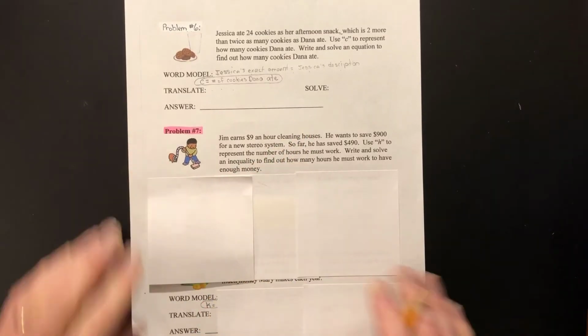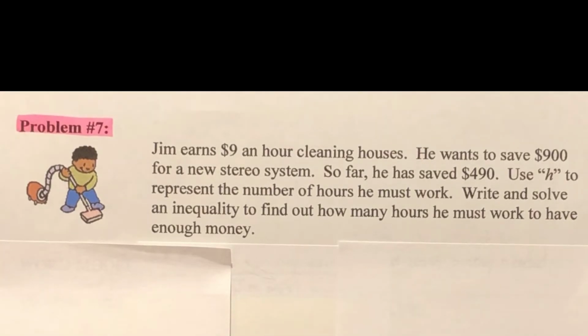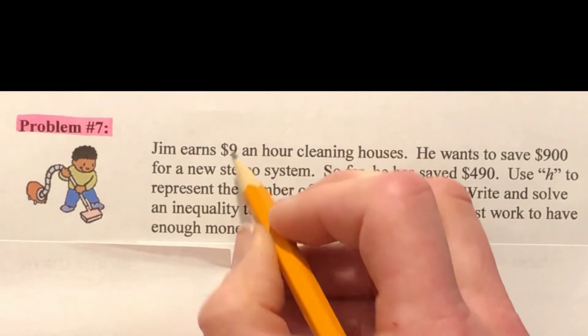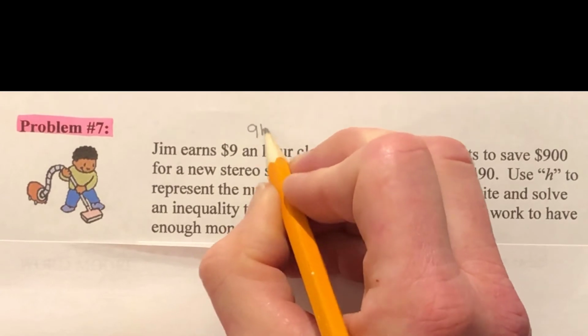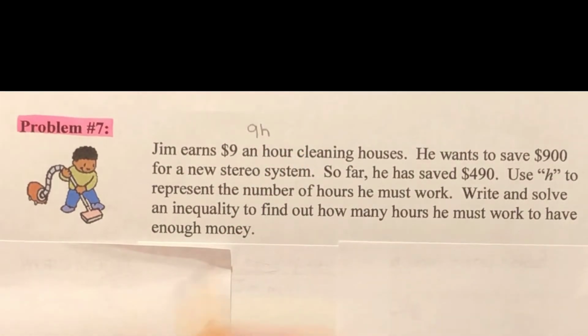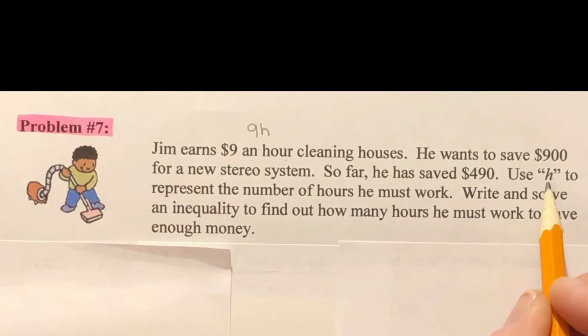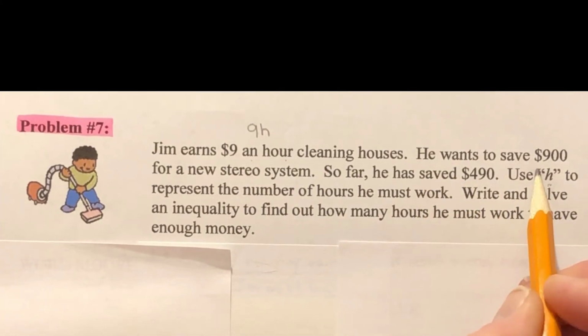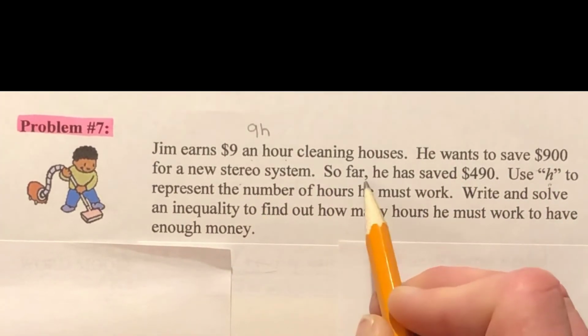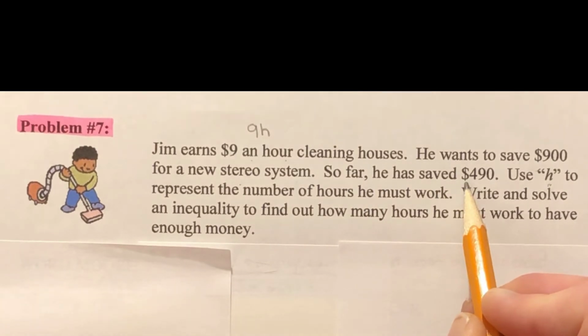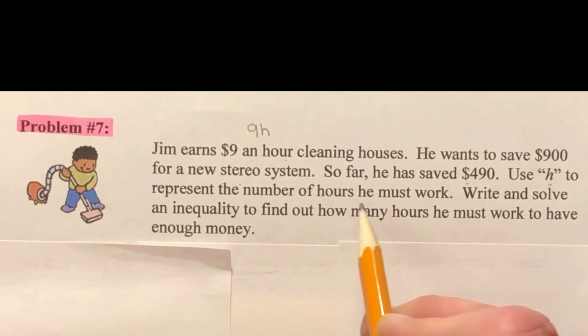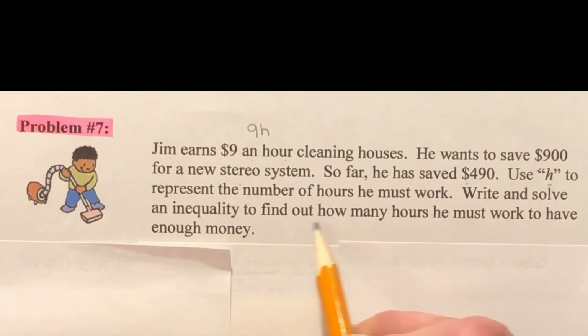Problem number 7. Jim earns $9 an hour cleaning houses. So it's going to be 9H, $9 per hour. You already know that, $9 per hour cleaning houses. You know what? I'm glad I guessed right, H for hour. That time it makes sense. He wants to save $900 for a new stereo system. So far, he has $490. Use H to represent the number of hours he must work. Write and solve the inequality to find out how many hours he must work to earn enough money.